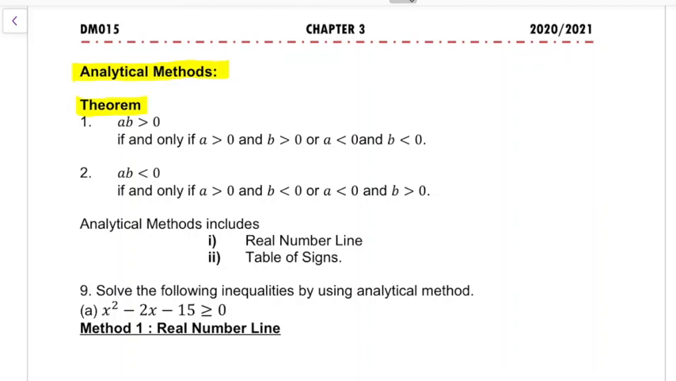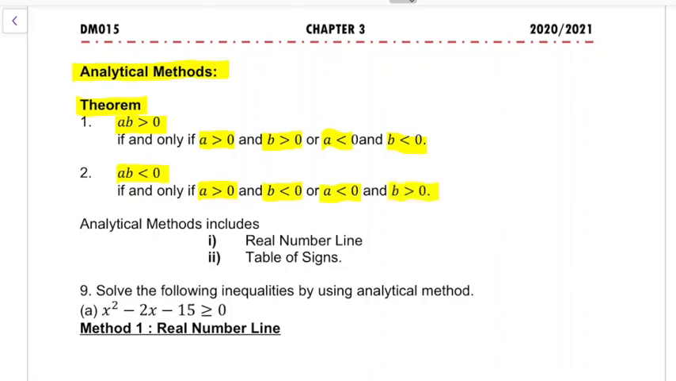For A times B, to get it more than 0, it will happen if and only if A is positive and B is positive, or A is negative and B also negative. Meanwhile, for A times B less than 0, it will happen if and only if A is positive and B is negative, or A is negative and B is positive.